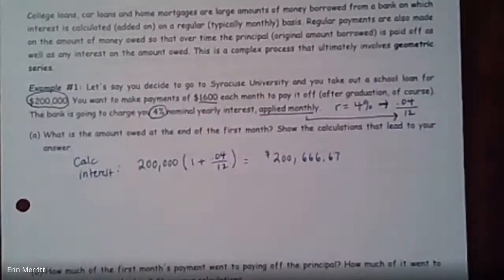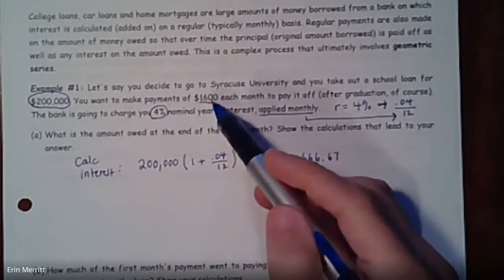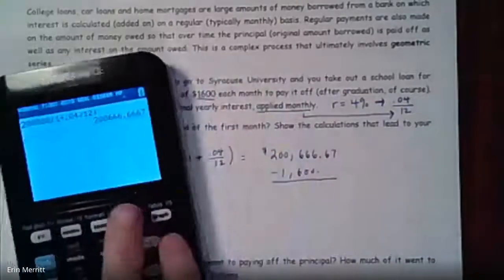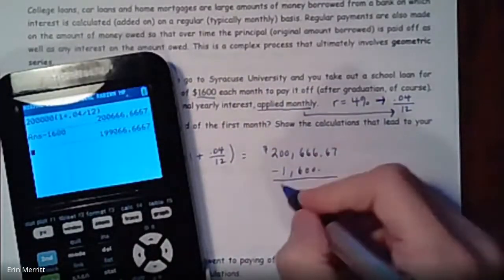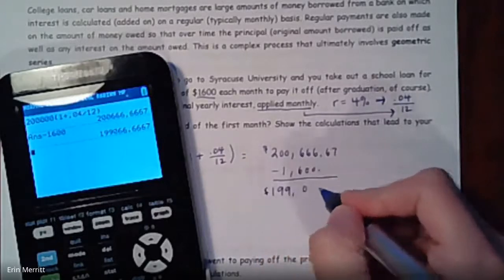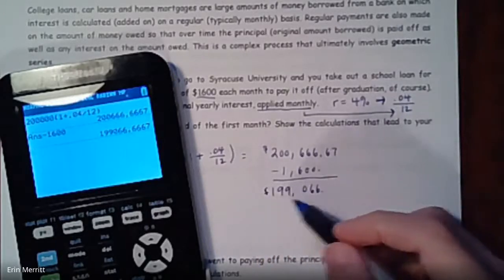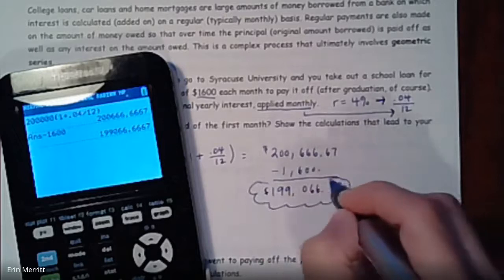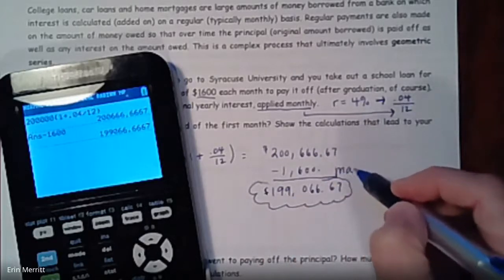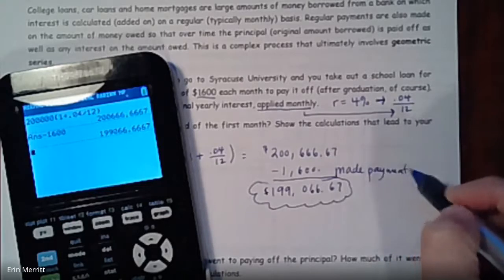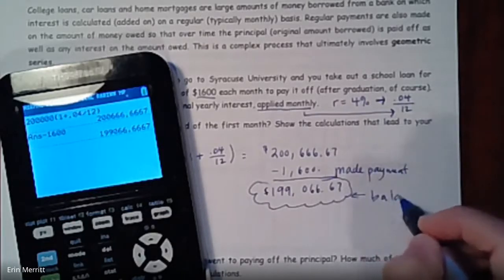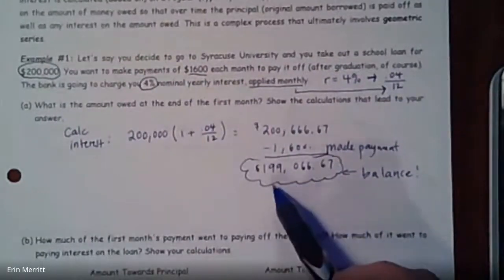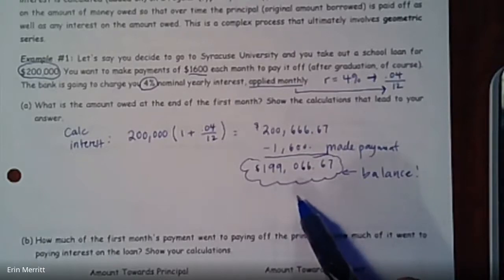Okay. And now you make your first payment. So they said you're going to pay $1,600 a month. So if we subtract 1,600 from that, because you're paying them back some money, now you owe $199,066.67. So after month 1, they've charged you interest, you made a payment. This is now your balance. So here's the crazy thing. You gave them $1,600, but how much did your amount come down? Well, that's the next question right here.